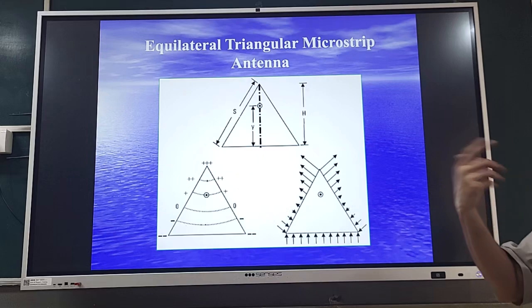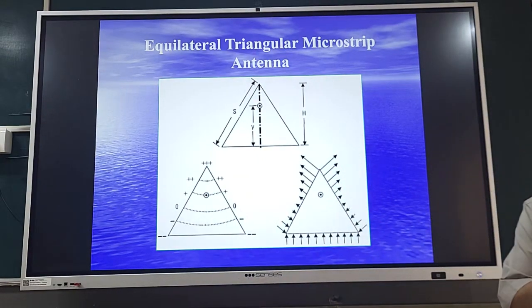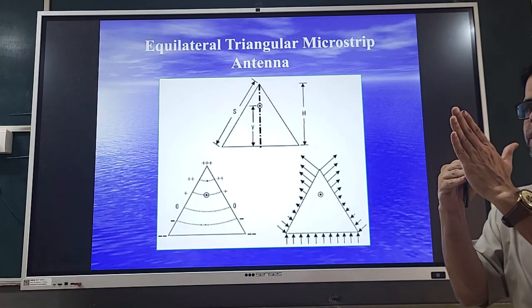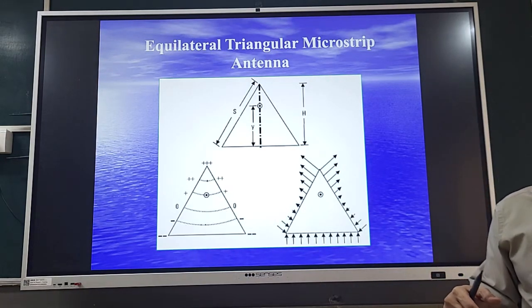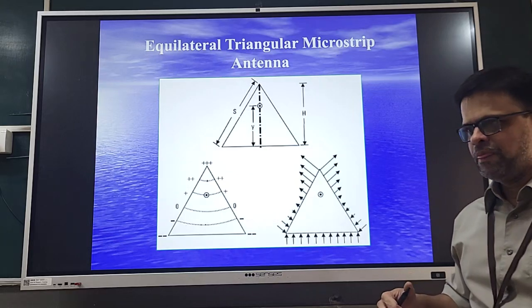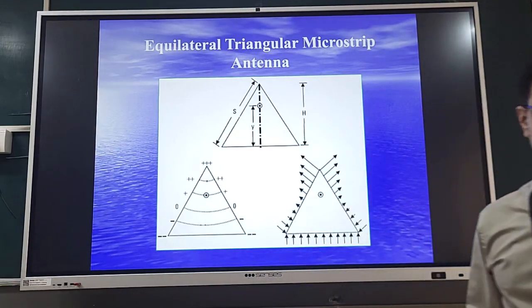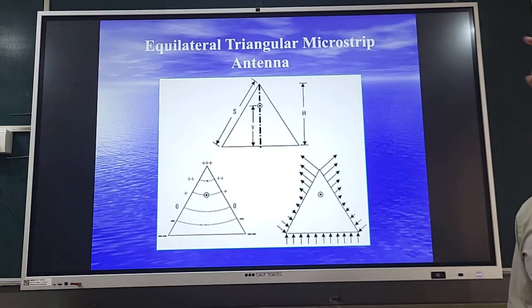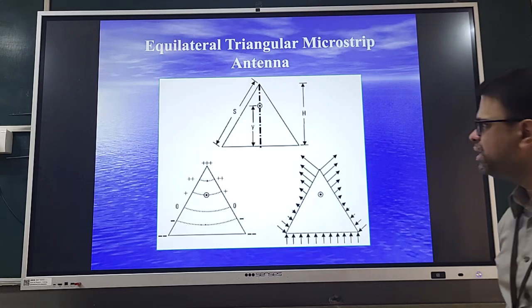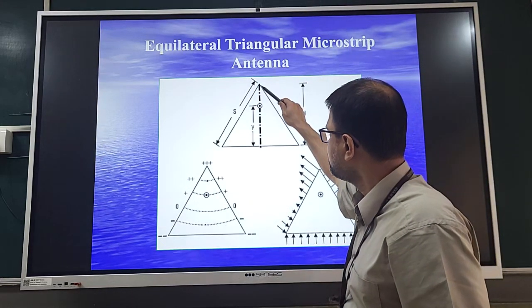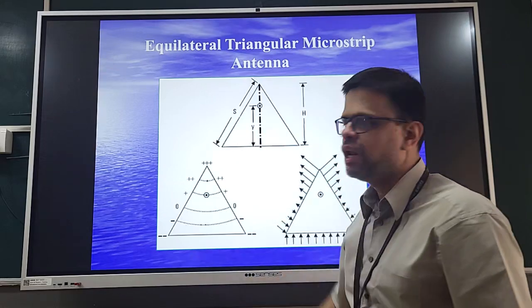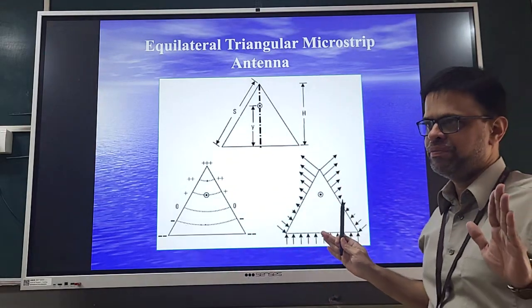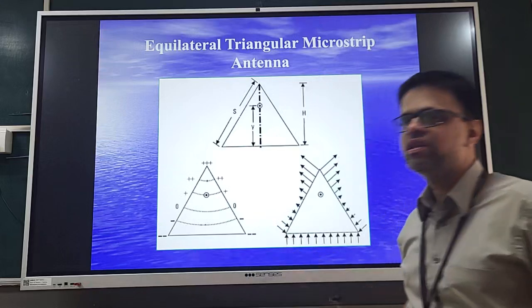I'll take an example of that a bit later to explain more about this, but these variations are there for all shapes. Orthogonal dimensions have to be considered for identifying the modal variations. So let's go back to ETMSA. This is the patch side length and this is the base. The fundamental mode in ETMSA is TM10. What does 10 mean? One half wavelength variation along the side length of the patch and zero variation along the base of the patch.